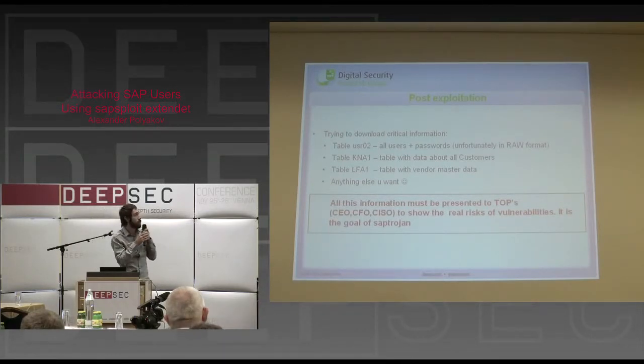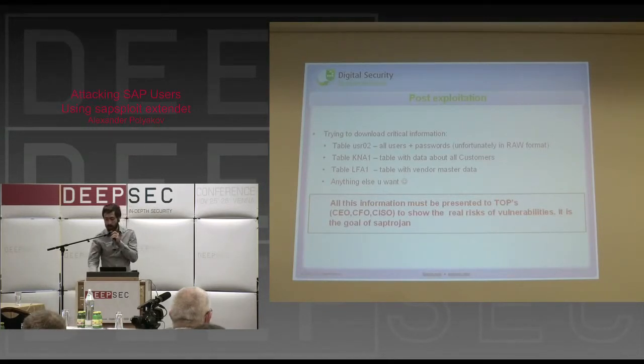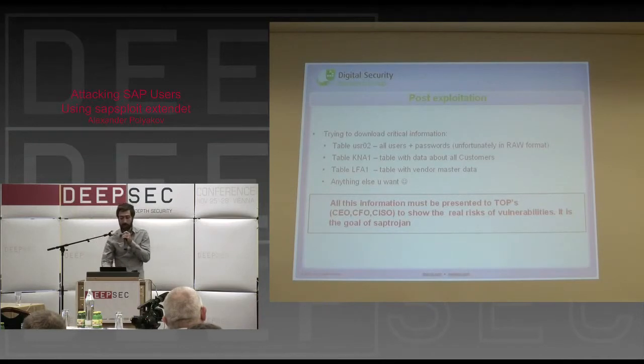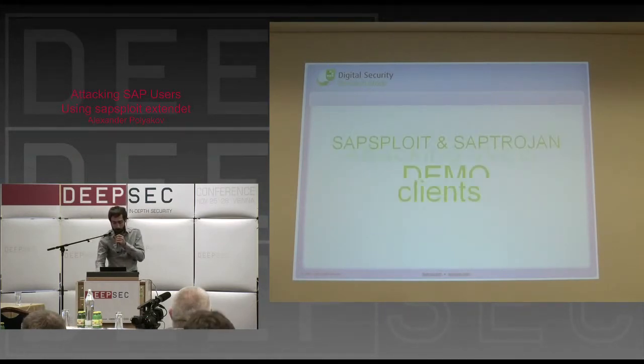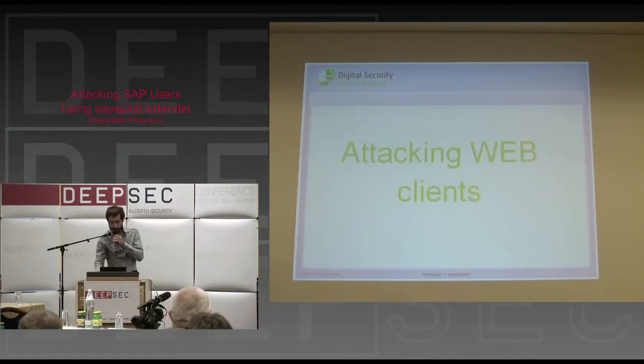And then we try to connect to the server and download the critical information. There is a table USR02. It stores the users and passwords, but passwords are in a raw format, so it cannot be used. But anyway, you can download the information about the company customers, information about the banking accounts, and so on. And the goal of this presentation of this tool is to show how critical this information is. I'll show a demo next.